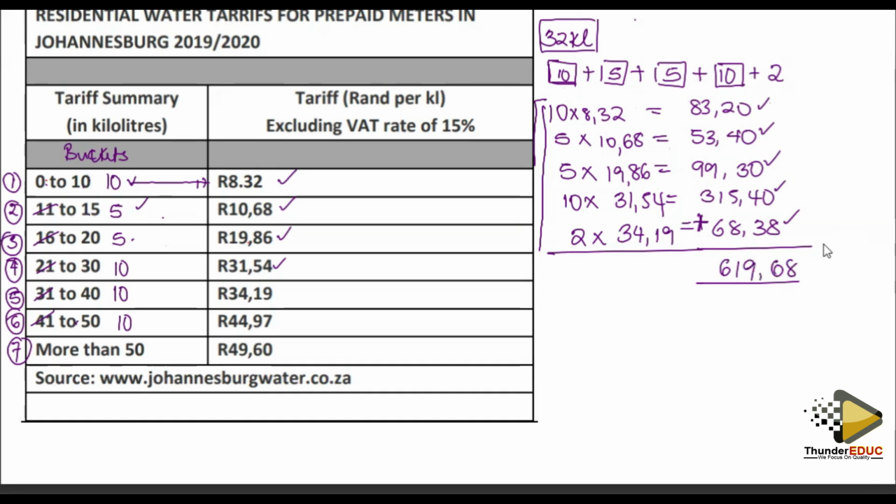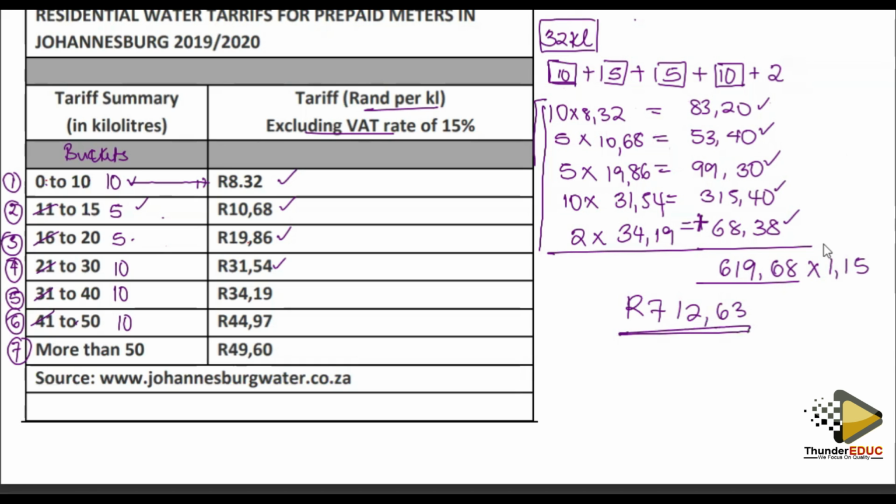68 cents. But remember, because the question says the tariffs per kiloliter excluding VAT, your final answer, you need to include the VAT. That's why we multiply by this much, 1,15, and the answer becomes 712 rands, 63 cents. This is how we do it.